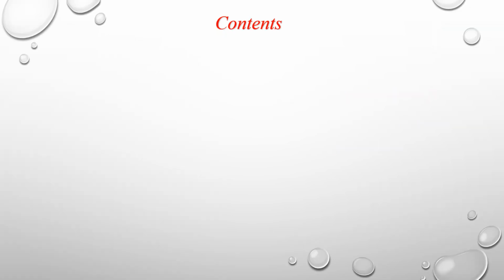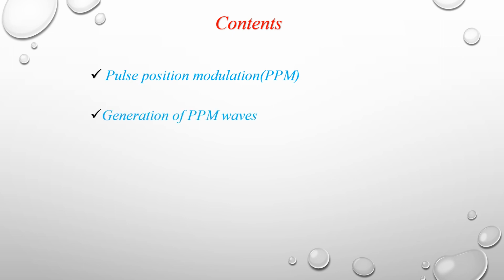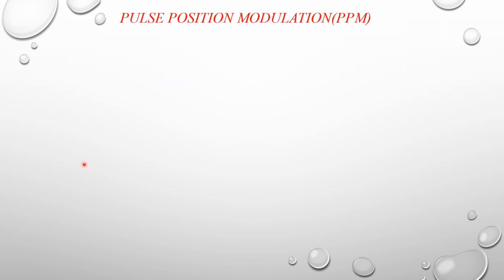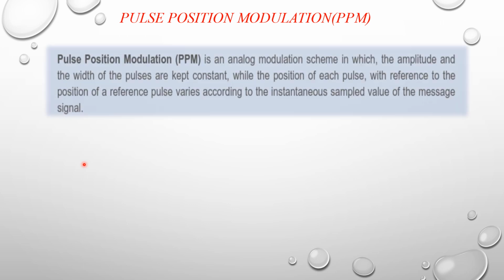In this lecture video, we are going to discuss pulse position modulation (PPM) and generation of PPM waves. Pulse position modulation, or PPM, is an analog modulation scheme in which the amplitude and the width of the pulse are kept constant, while the position of each pulse with reference to the position of a reference pulse is varied according to the instantaneous sampled value of the message signal.